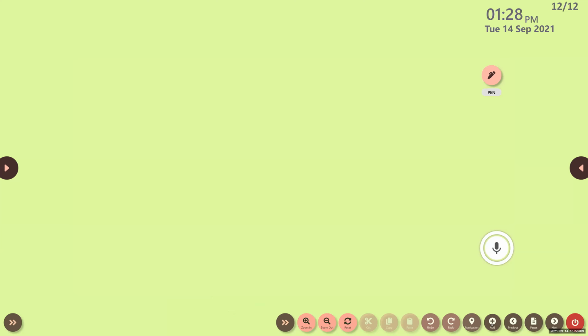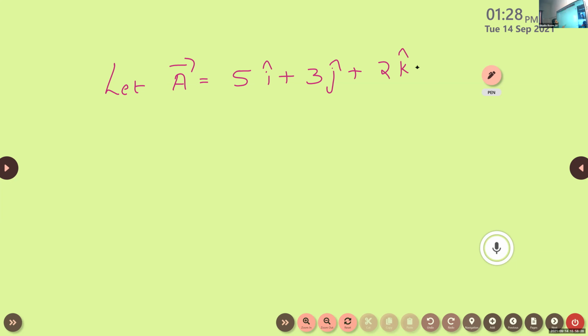Okay. Write one example. Let vector A be equal to 5i cap plus 3j cap plus 2k cap. Then calculate 5 vector A.